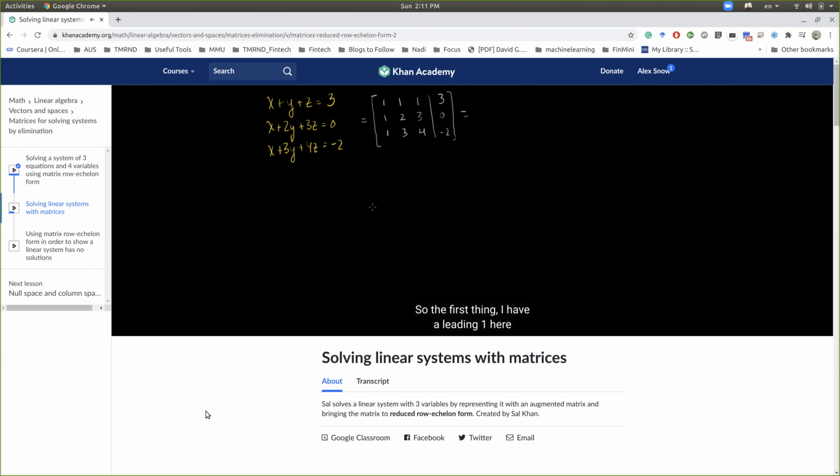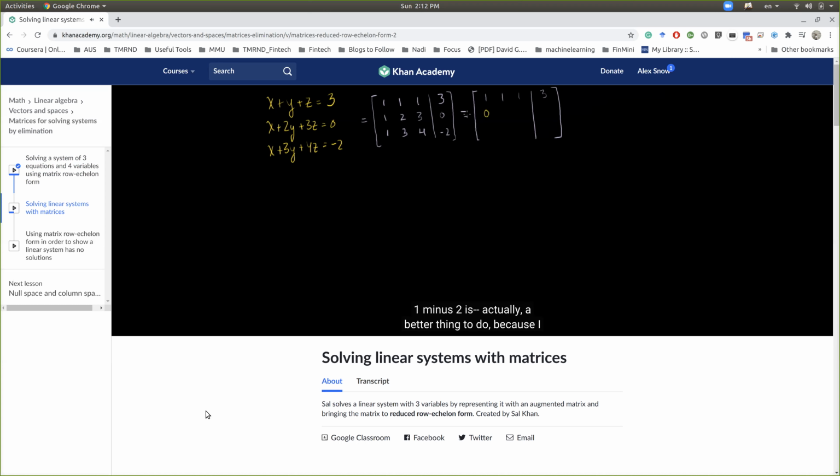So the first thing, I have a leading 1 here. That's a pivot entry. Let me make everything else in that column equal to a 0. I'm not going to change my first row, so it'll just be a 1, a 1, a 1, my dividing line, and then I have a 3. Now, to zero this out, let me just replace the second row with the first row minus the second row. So 1 minus 1 is 0. 1 minus 2 is 1 minus 2.